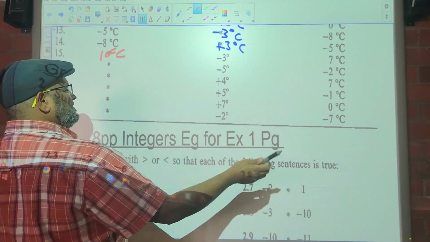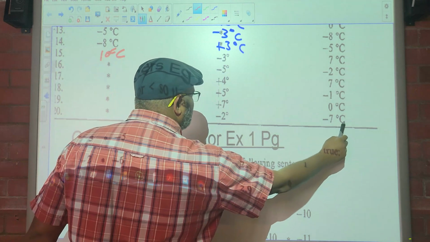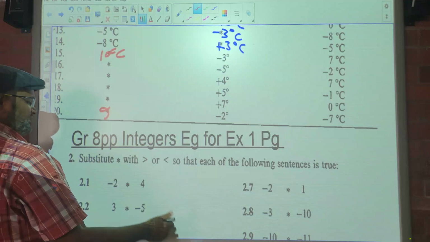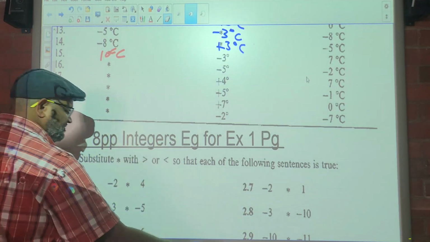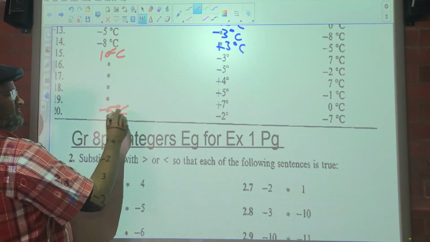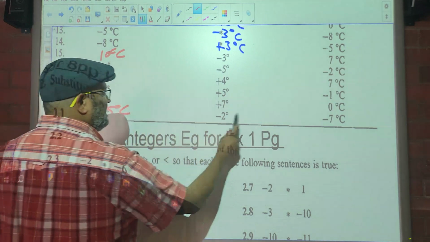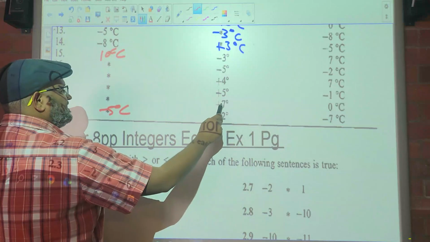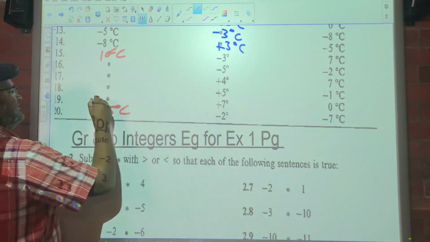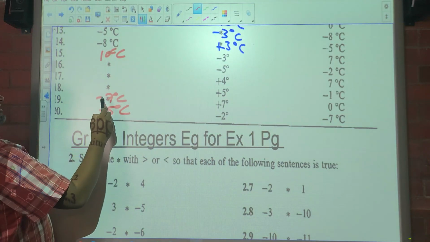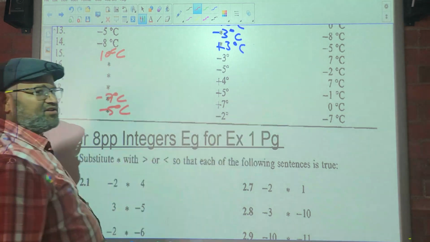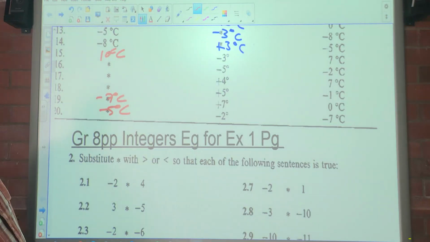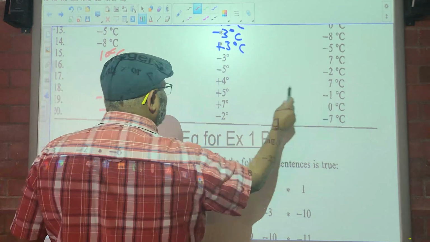Okay, the thing is screwed up, but let's go from the bottom. Negative 7 degrees plus 2 is negative 5. So that's negative 5 degrees here. So negative 5 degrees minus 2 is negative 7. Correct. 0 minus 7. What's 0 minus 7? Negative 7 degrees. So negative 7 degrees plus 7 is 0, not so. And that's again called what? Additive inverse.